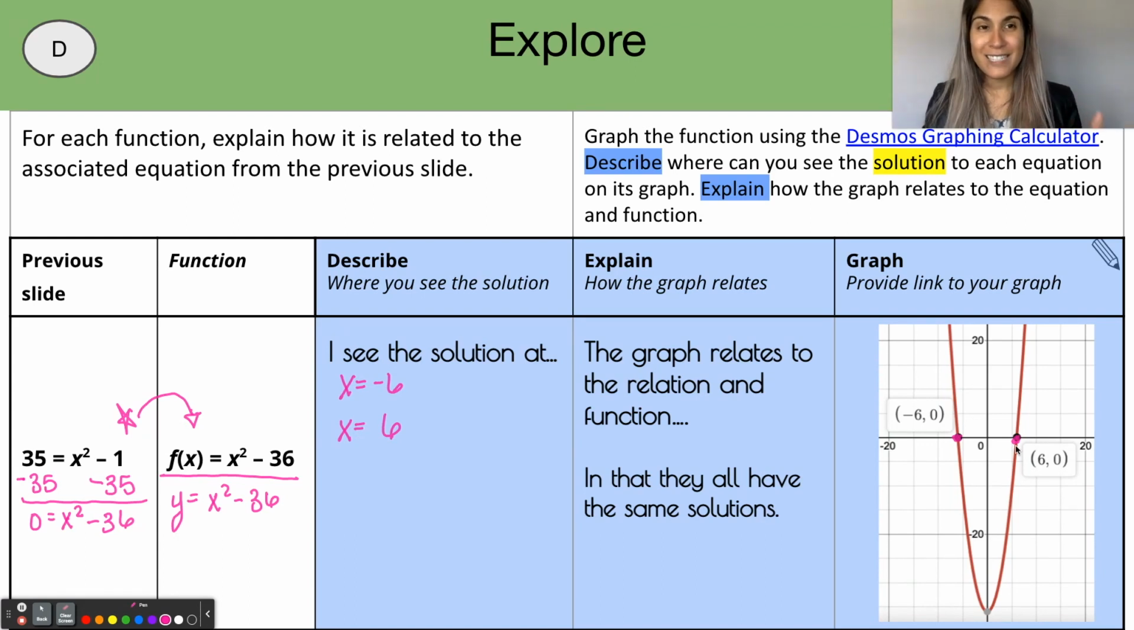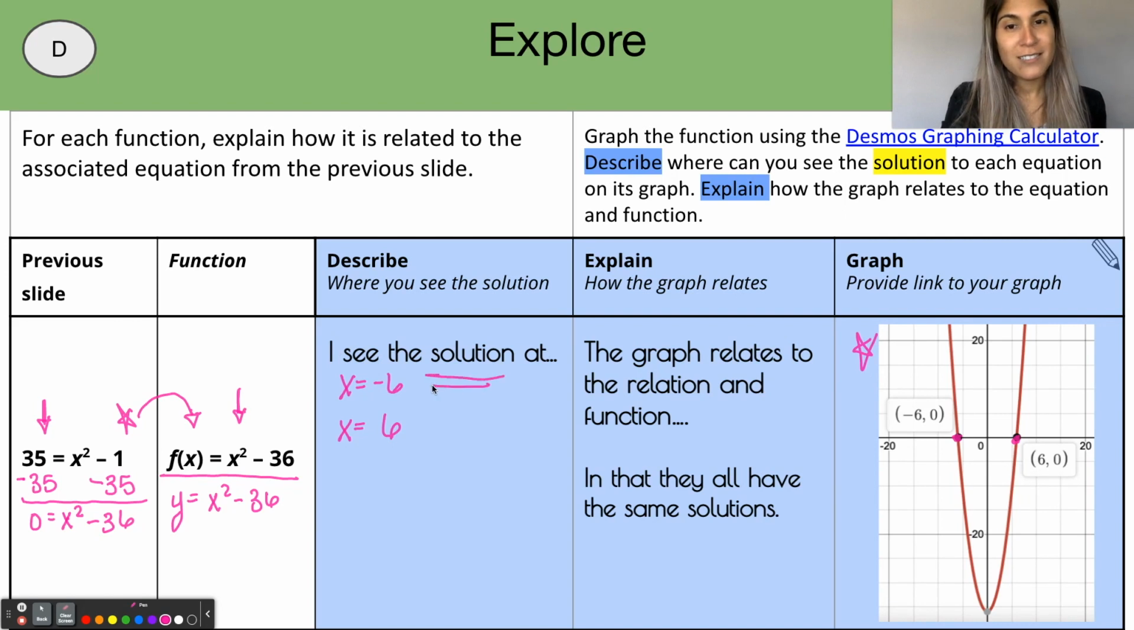So I would use this type of organizer for the rest of the problems on that list, trying to see first what is the relationship. Remember, we're asked how it relates. We want to know the relationship between the equation here and the function here. After we find the relationship between those, we can go ahead and graph to find our solutions. And then you can explain how it all relates. Take your time and ask your teacher if you need any help. Have a lovely day.